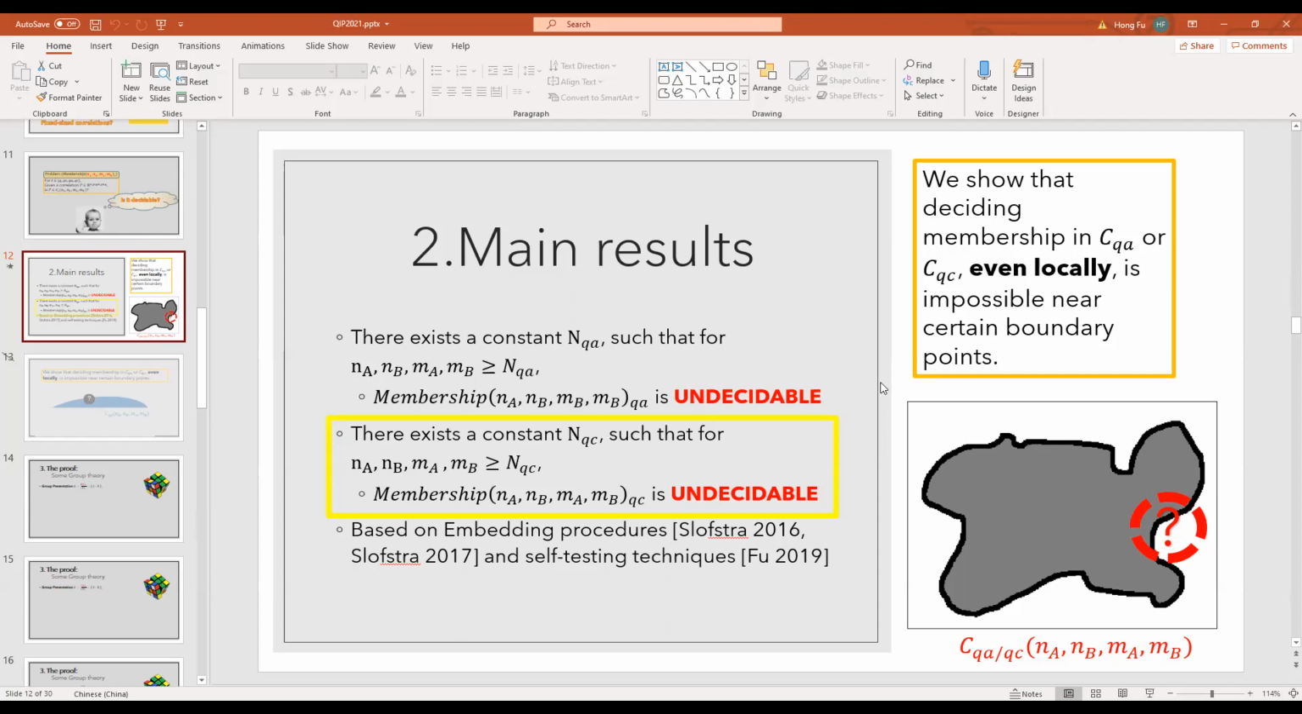The other way to think about this is that in our case, we have a fixed number of questions and a fixed number of answers, but for their results, they have an increase in the size of the neighborhood game. So it's hard to compare, yeah.